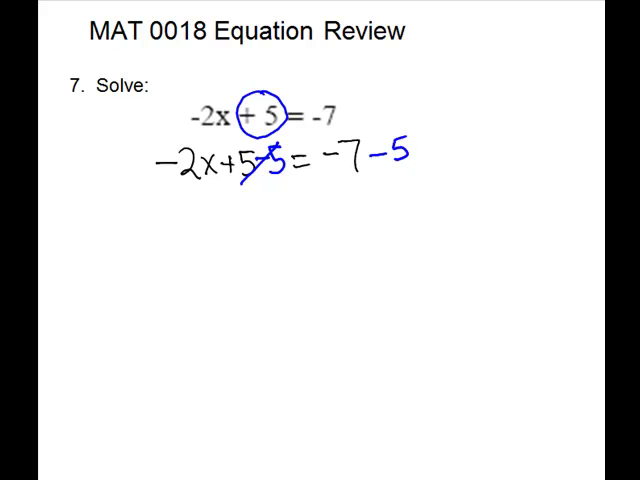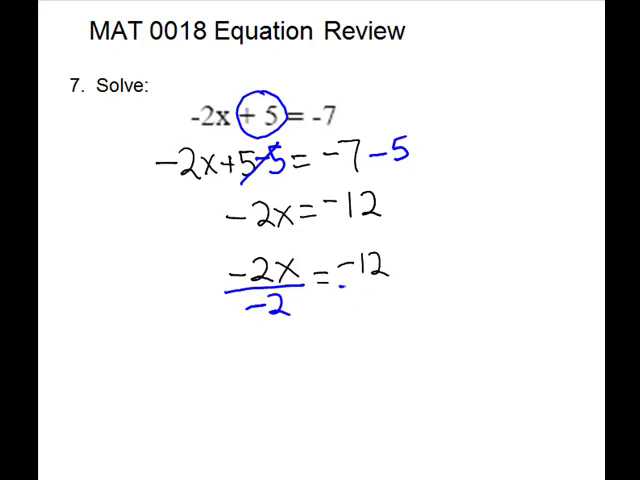Clean up. On the left, that leaves us -2x. On the right-hand side, what's your signs? Like signs. Add, keep the sign. Gives us a -12. And now we're ready for our division step. So I'm going to take one more step here. I'm ready to divide out the -2 coefficient. You always divide by the sign of the coefficient. When you add and subtract, it's the opposite sign, but when you're ready to divide, it's the same sign.